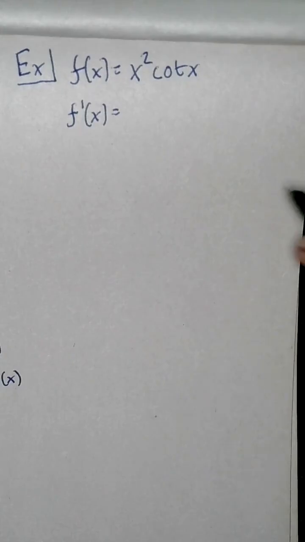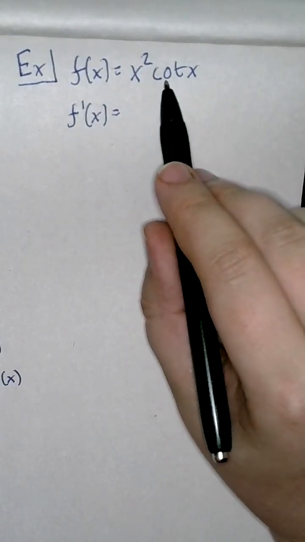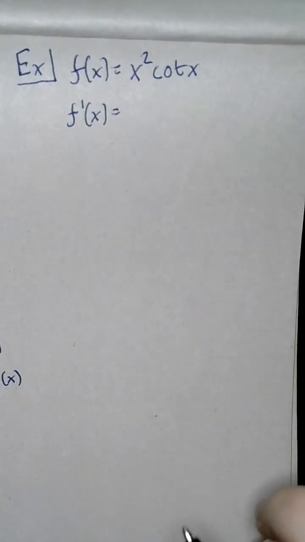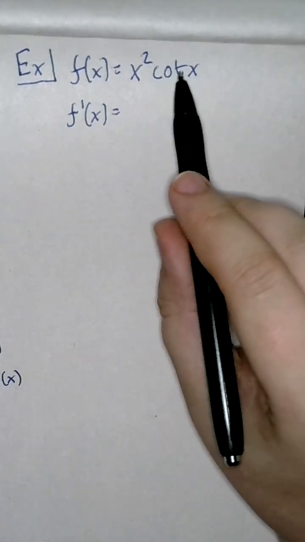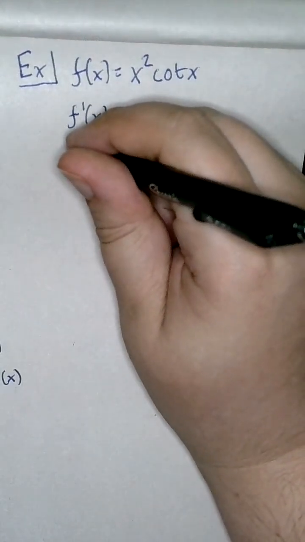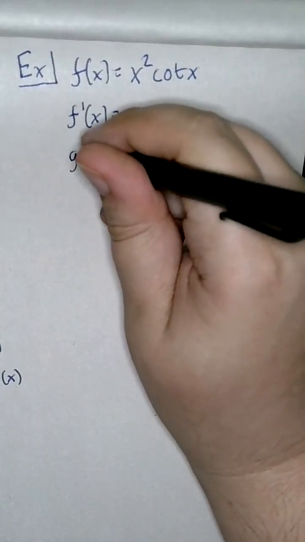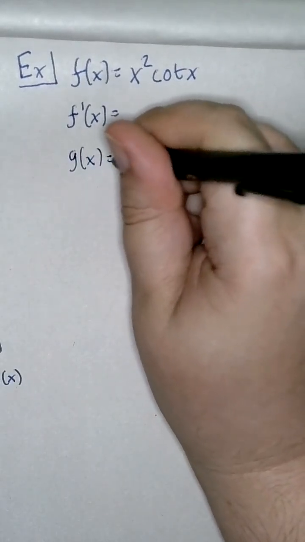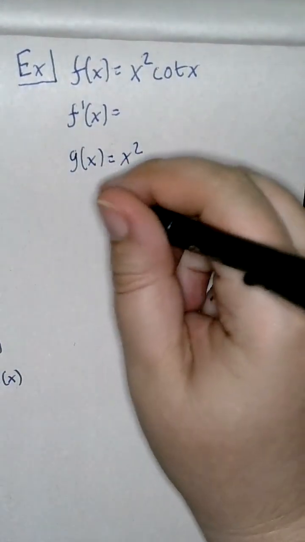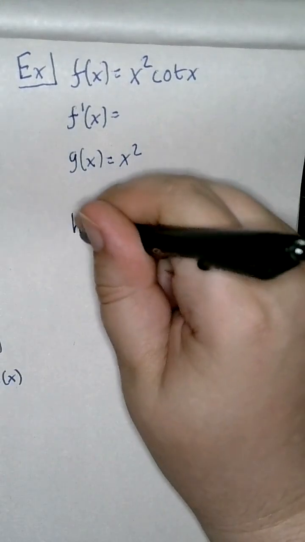Absolutely. So, here, I have a function times a function. What I'm going to do is temporarily split these two functions up. I'm not going to actually split them up within the function. Instead, I'm going to give them different names. So let's call x squared g of x. We'll let that be x squared. And cotangent, let's call that h of x.